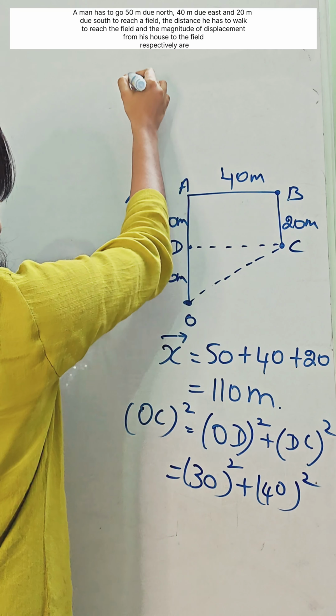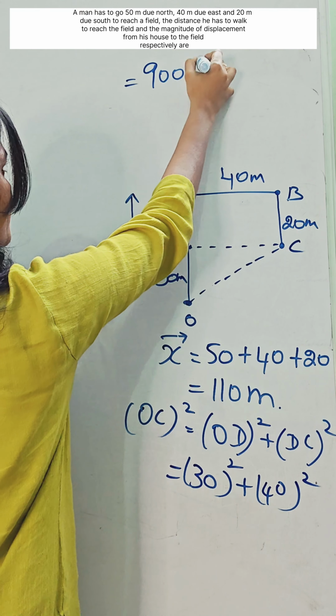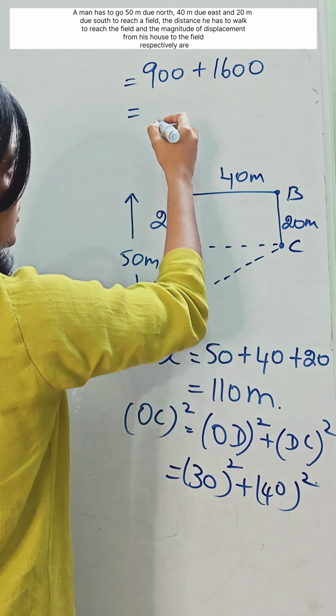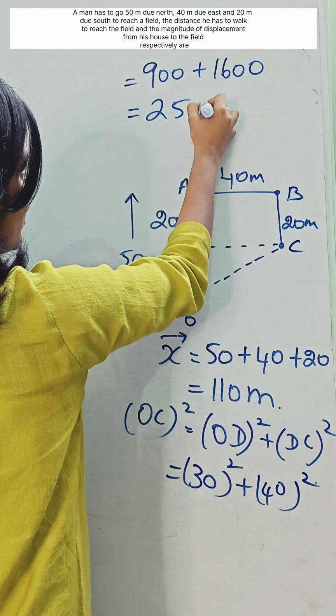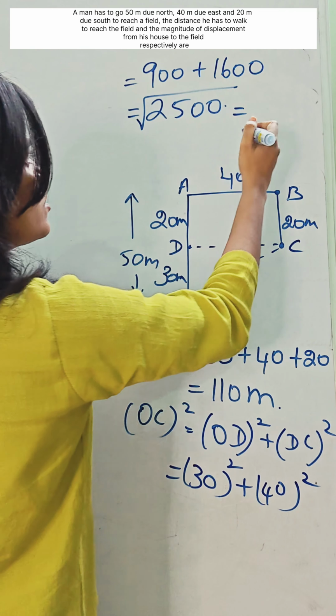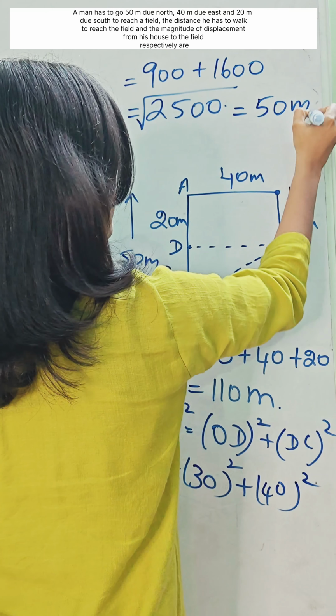Now it goes like 900 plus 1600. When you add this, you will get 2500. Now you want to take the square root, right? After taking the square root, it will be 50 meters.